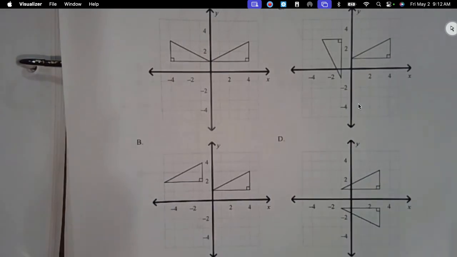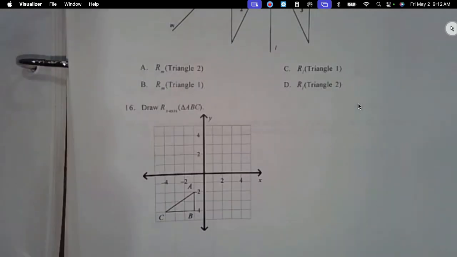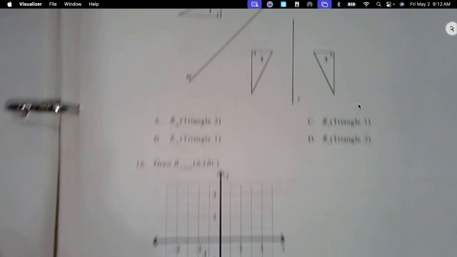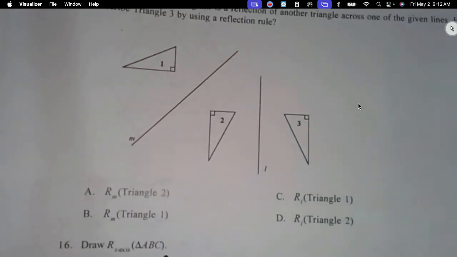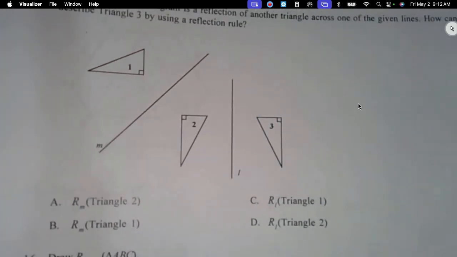Okay. Everybody's good. Number 15. I don't think this one's on there. I can't quite remember, so we'll just go ahead and go through it.